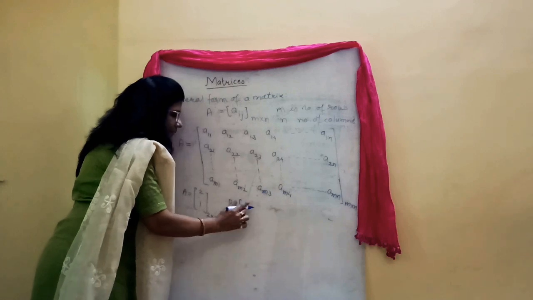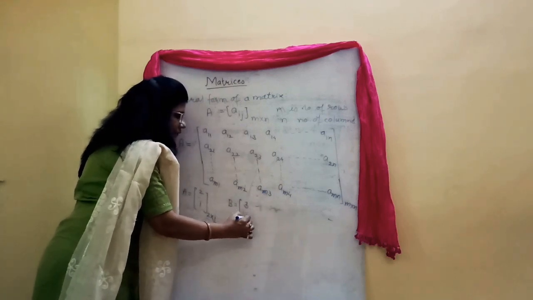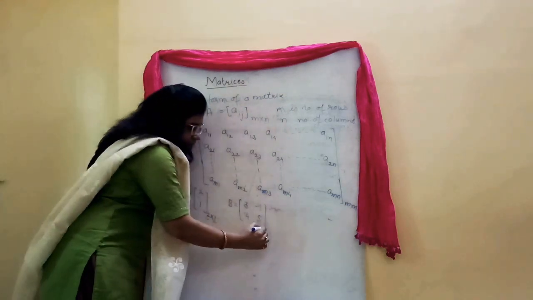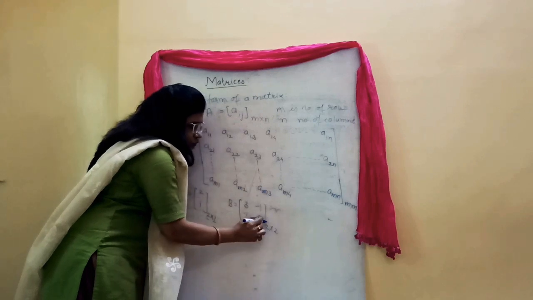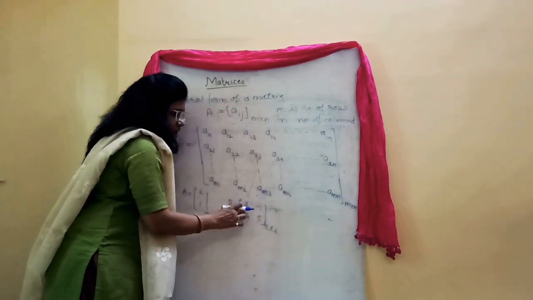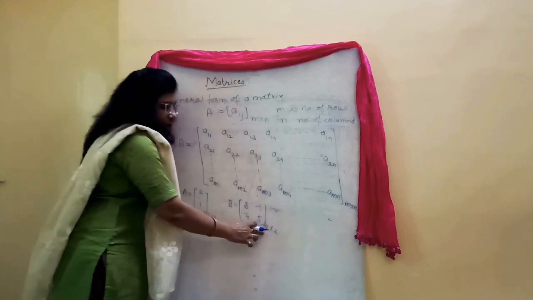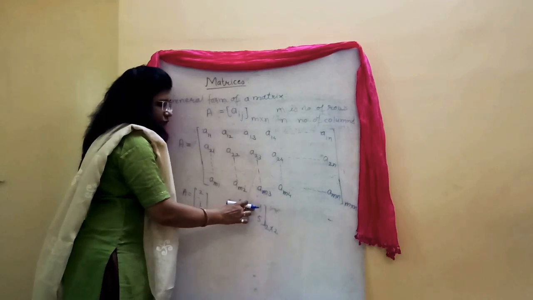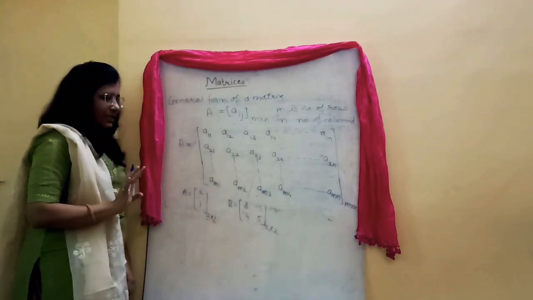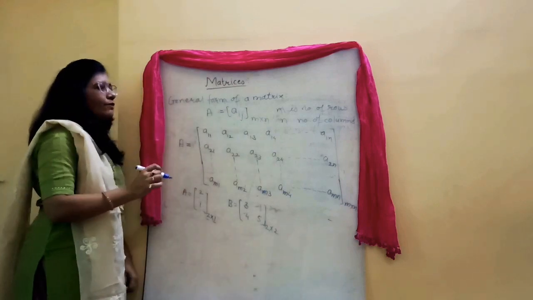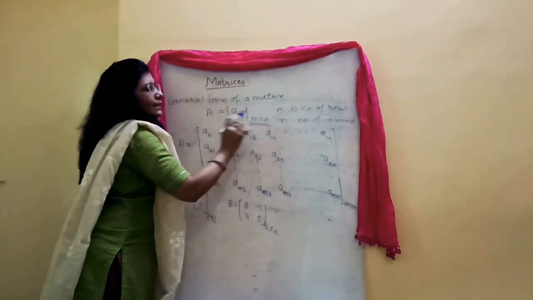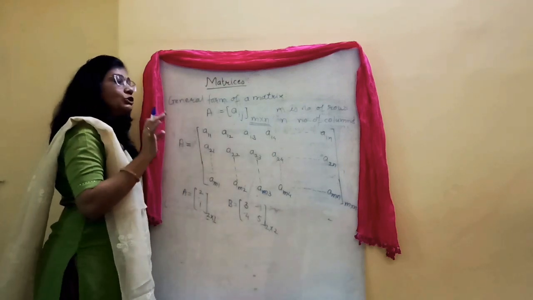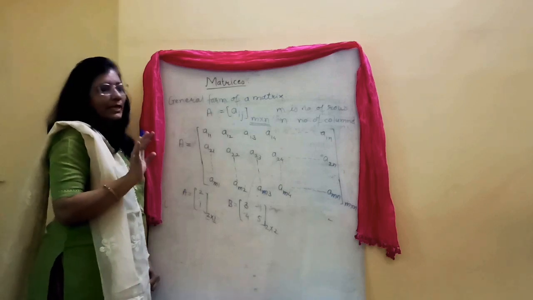Suppose B is a matrix having 3, minus 1, 4, 5. What is the order of this matrix? 2 by 2. 2 rows are there and 2 columns are there. So 2 into 2 is 4. How many elements are there? 1, 2, 3, 4. So 4 elements are there. So if the order of a matrix is m by n, then there will be m into n elements in that matrix.